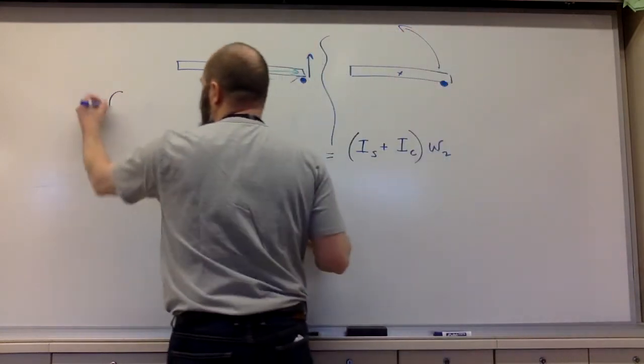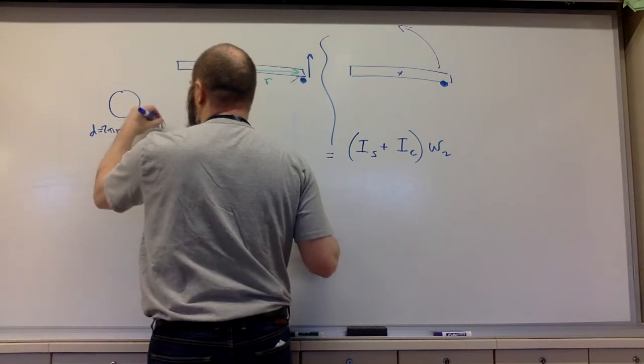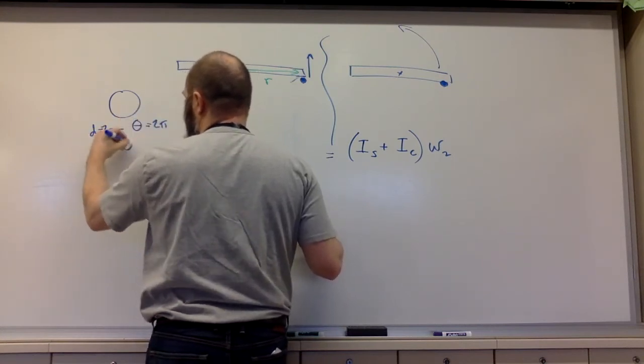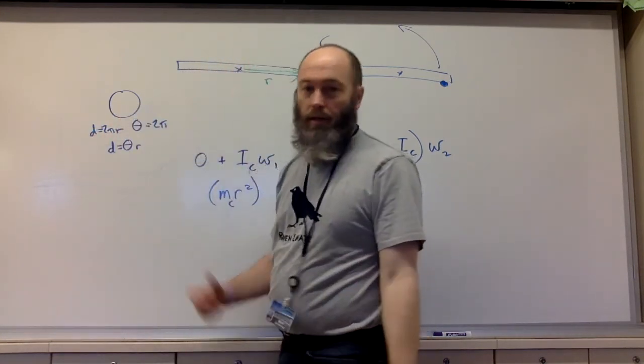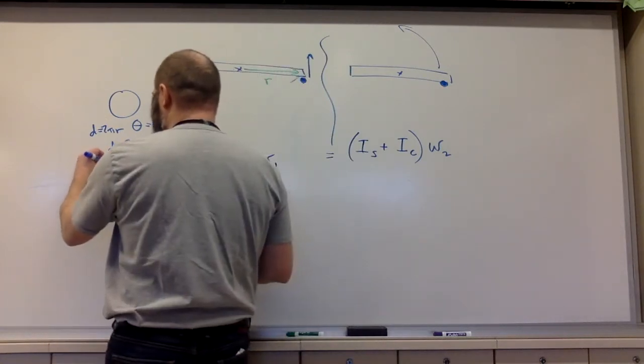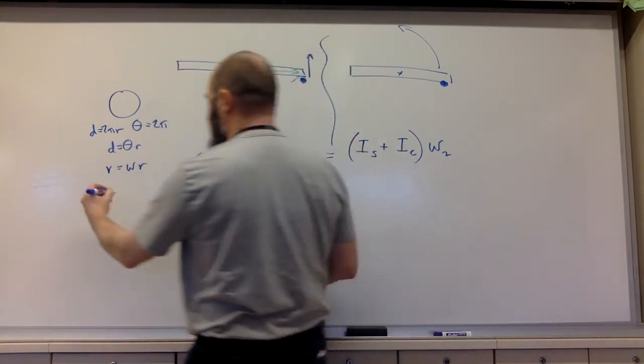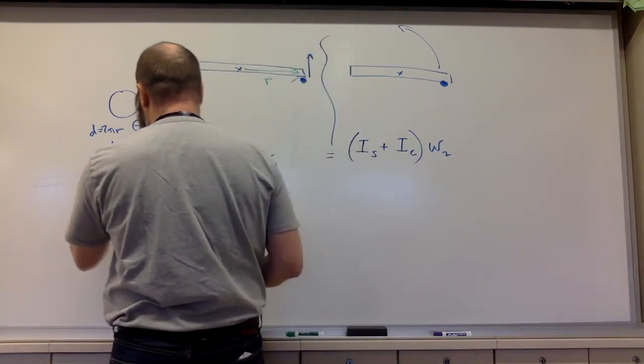Well, you draw a circle. You say d equals 2 pi r. Theta equals 2 pi. You relate them. And then you say, oh, if I say d divided by t, I get v. If I get theta divided by t, I get omega. And then omega equals v divided by r.